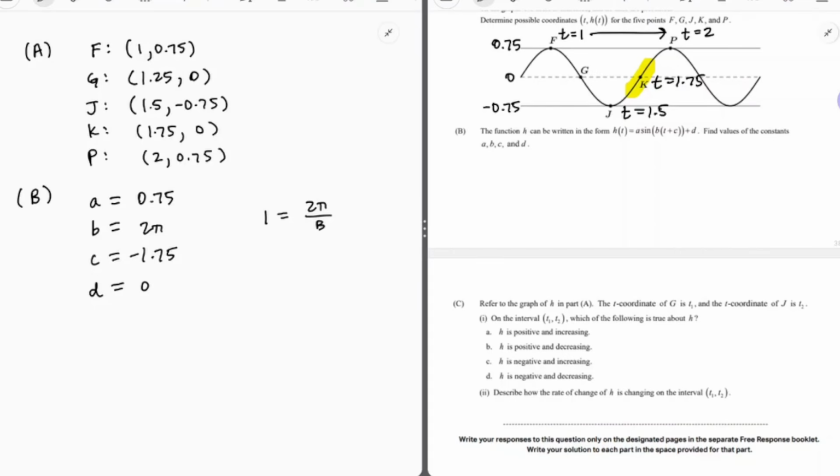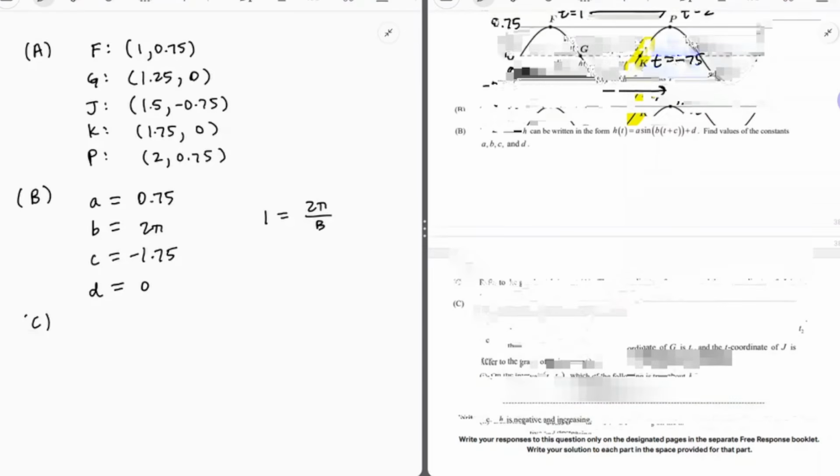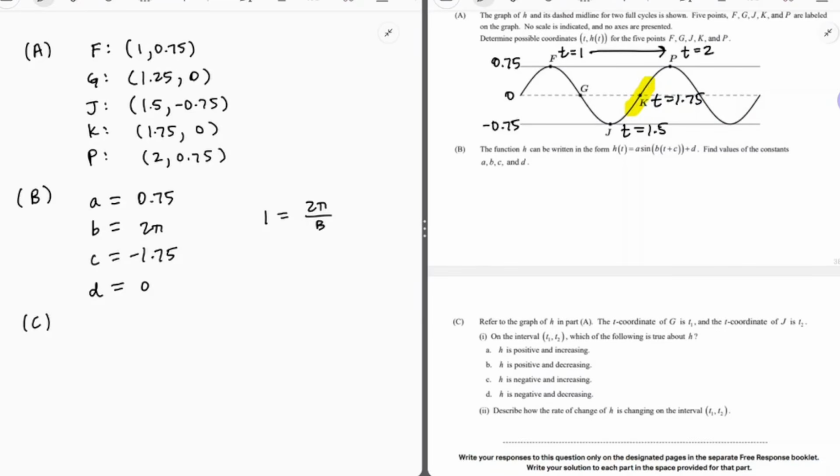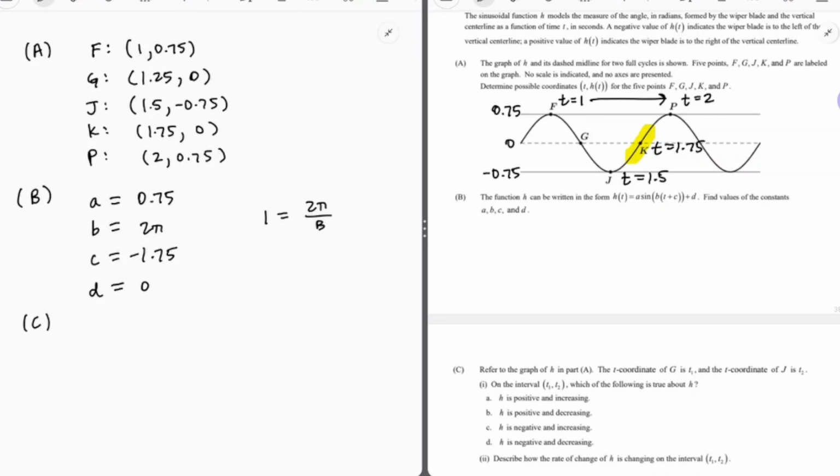All right, now part C is something I think we're doing all right. G is t1 and J is t2. So we're interested in that portion of the graph that I've emphasized in red. Since the question is just asking about h, h is negative, because it's below 0, and it is decreasing. h is negative and decreasing.